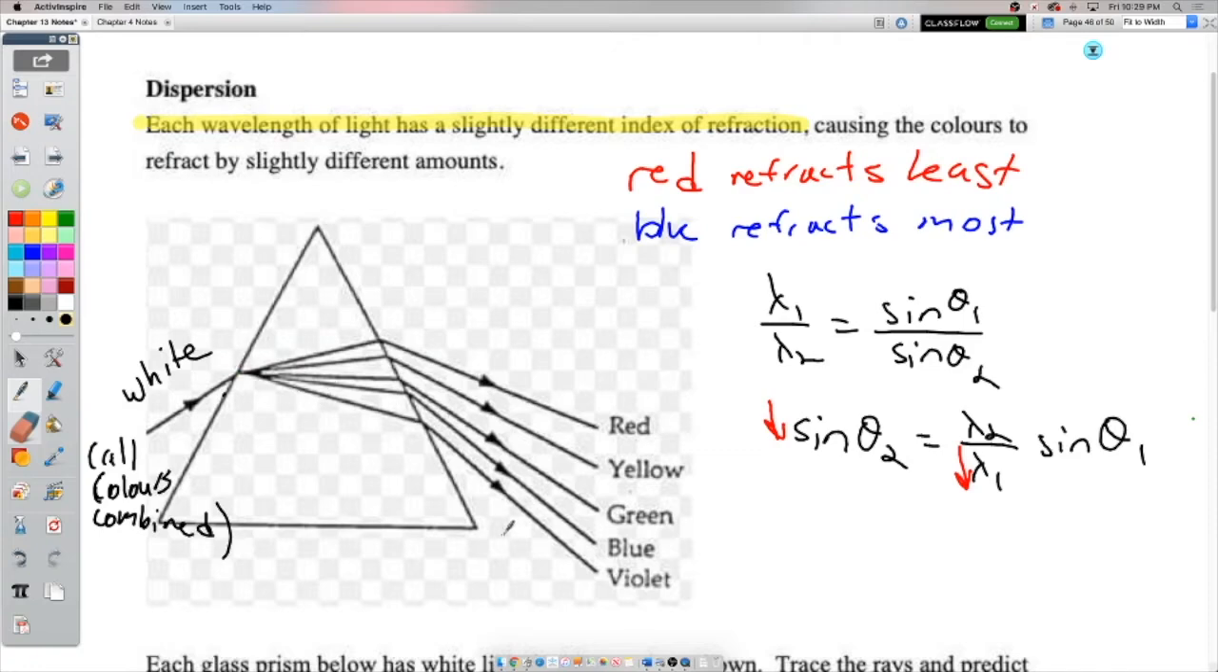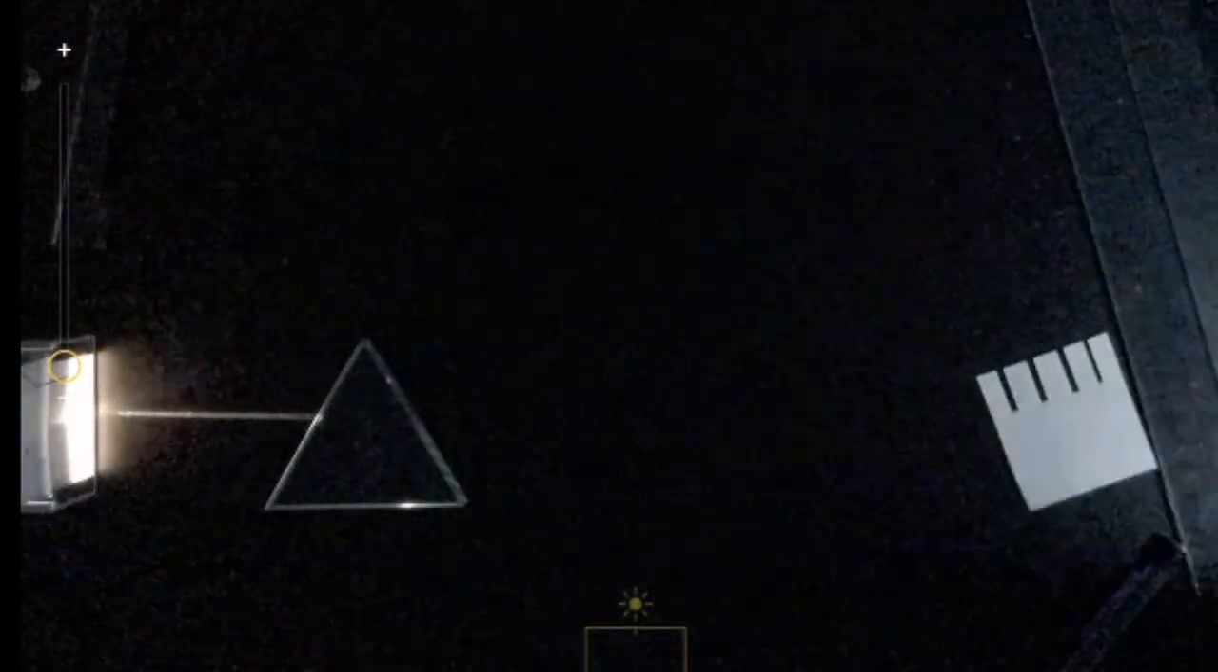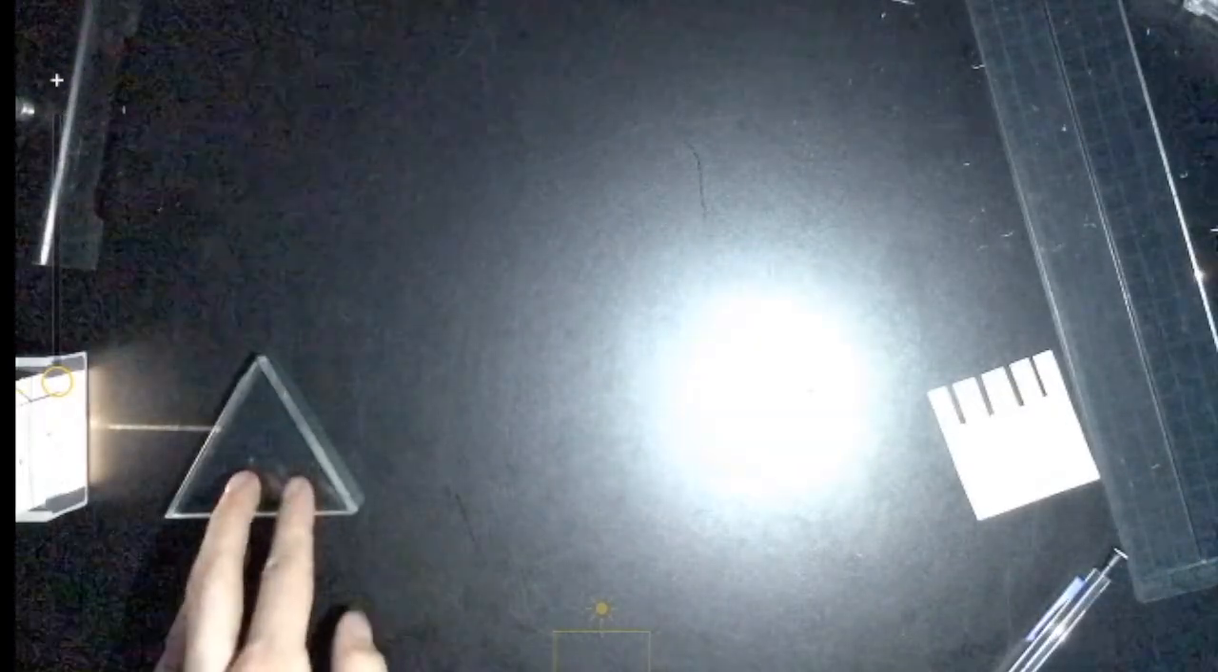So I'll show you dispersion in action really quick. Okay, so I'll show you my setup. What I have here is a ray box, so that takes light and focuses it into one ray. And then I have a prism. So what we can do is refract this white light, which again is made up of all colors.